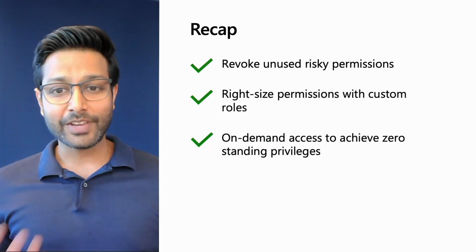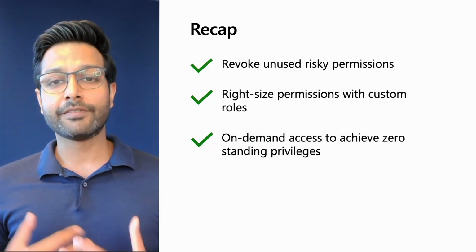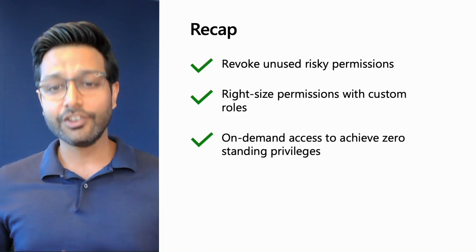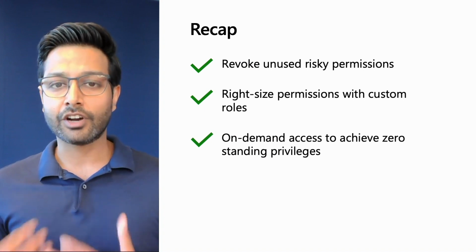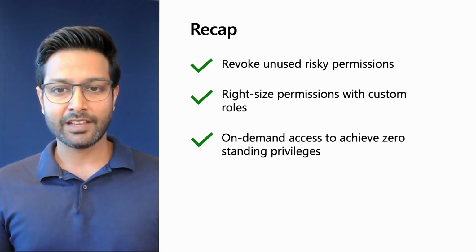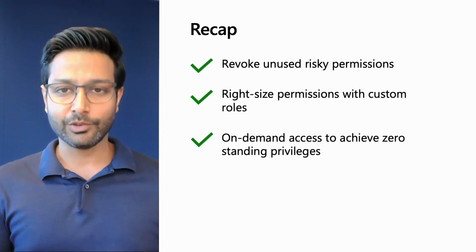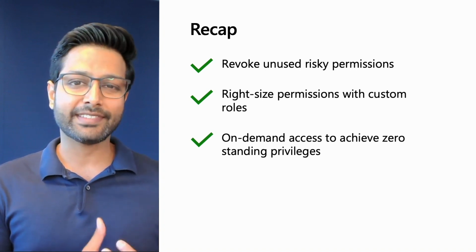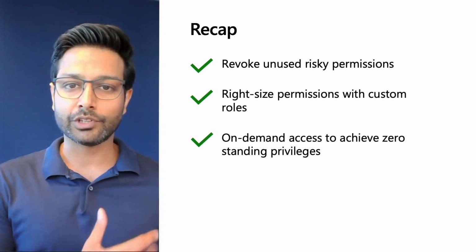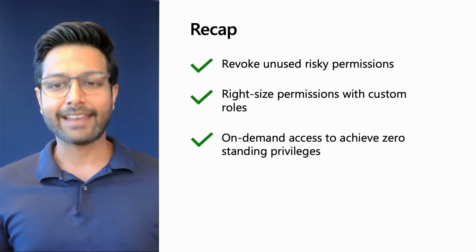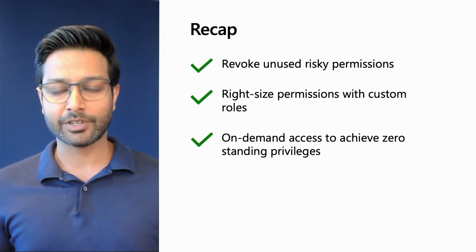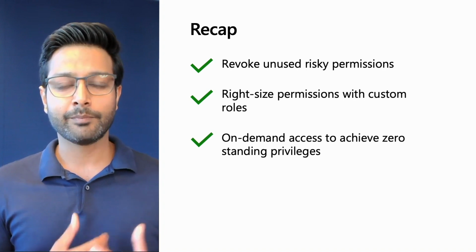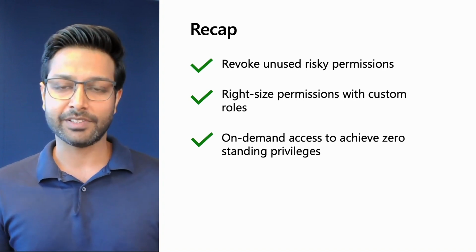To recap, Rihanna was able to revoke unused and underused risky permissions across her multi-cloud environment, right-size them based on usage patterns instead of static assumptions like role or job function, and lay the groundwork for zero standing privileges by enabling on-demand and just-in-time capabilities.